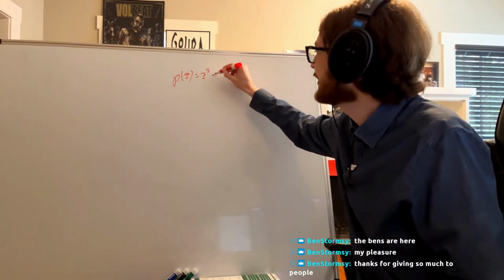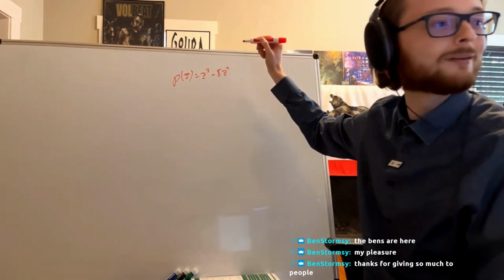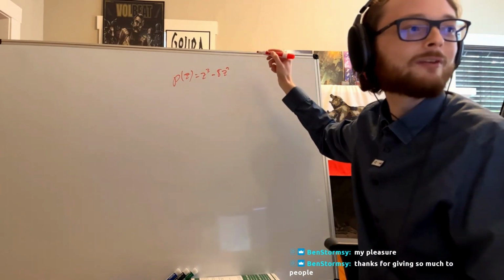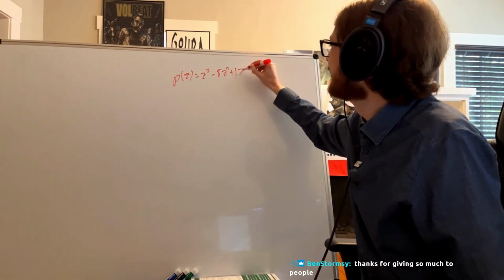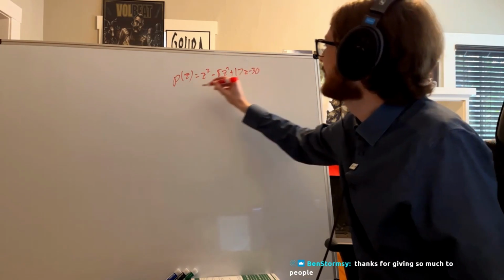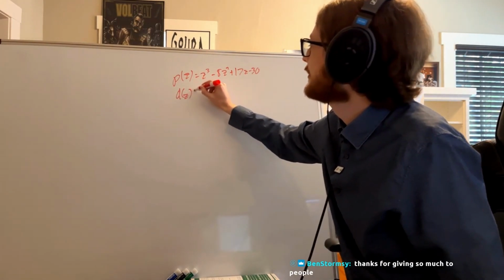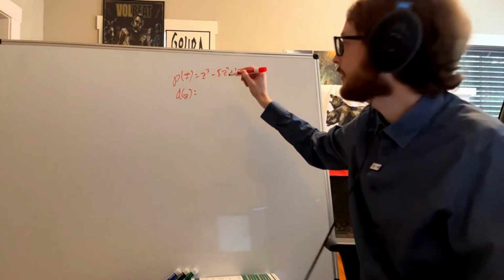Z cubed minus 8z squared plus 17z minus 30. D of z is z minus 6.